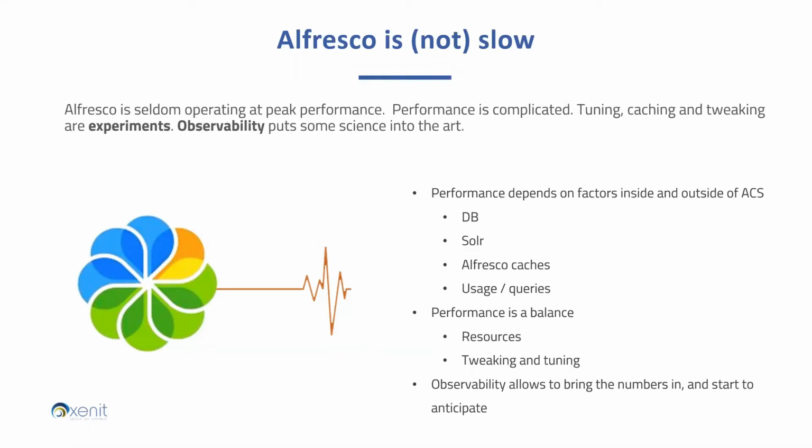And those experiments will help you to create a system that allows to avoid performance problems. And the experiments, of course, contribute to the observability. It puts some science into the art of managing Alfresco. As you know, observability covers four topics. That is, you would collect log information, you collect metrics information, you collect tracing information, and also you collect availability information. Those four give you great observability.